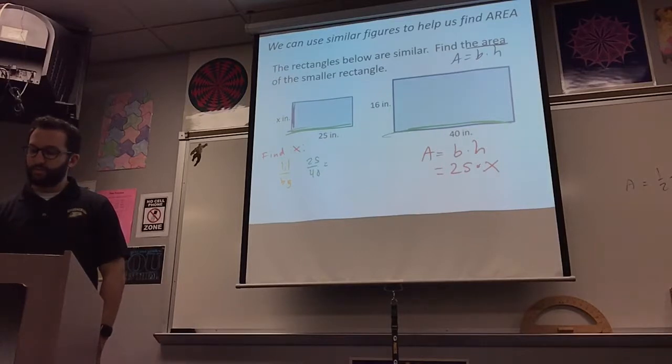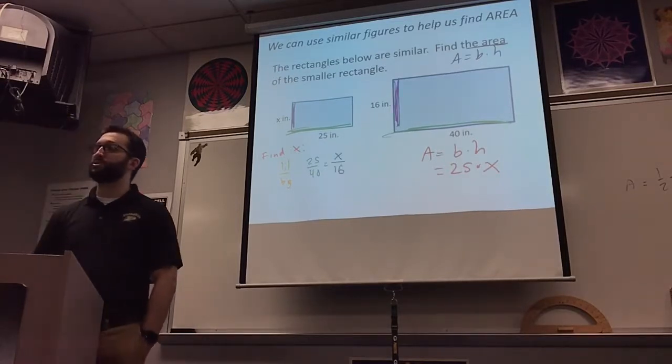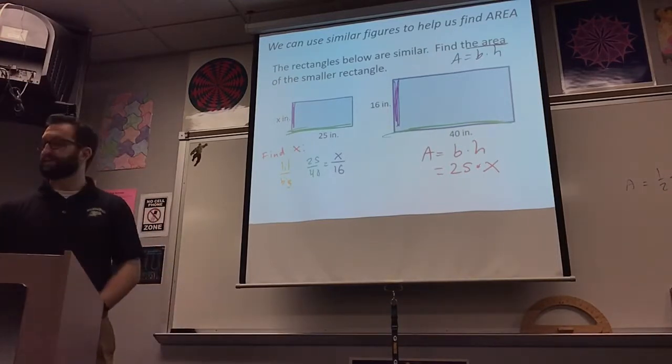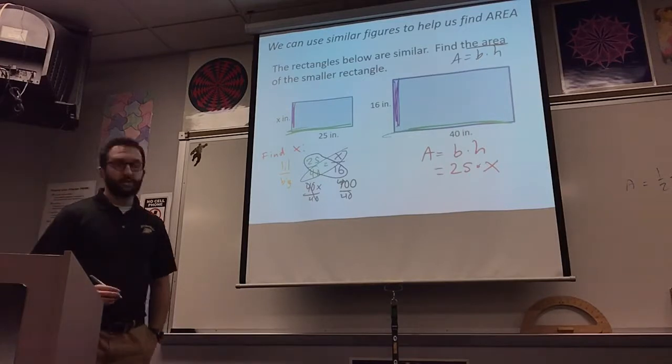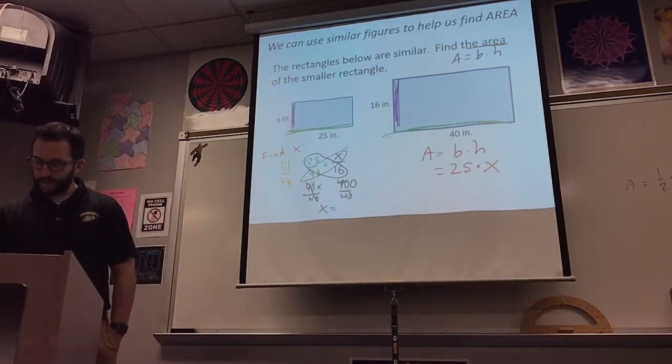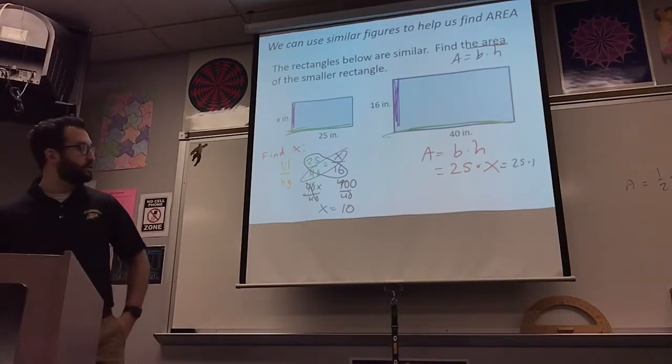X over 16. Remember, corresponding sides are proportional, which means I can set up a proportion as long as I'm comparing corresponding sides. So let's cross multiply and solve. 40x. For the sake of time, 25 times 16 is 400. 400 divided by 40 is pretty easy. X equals 10.